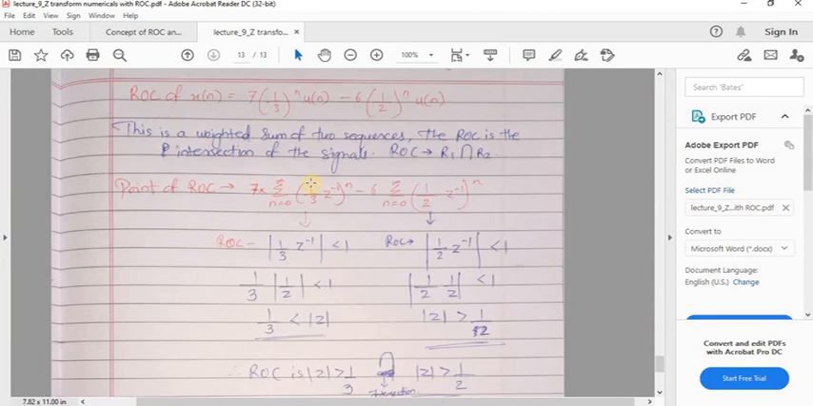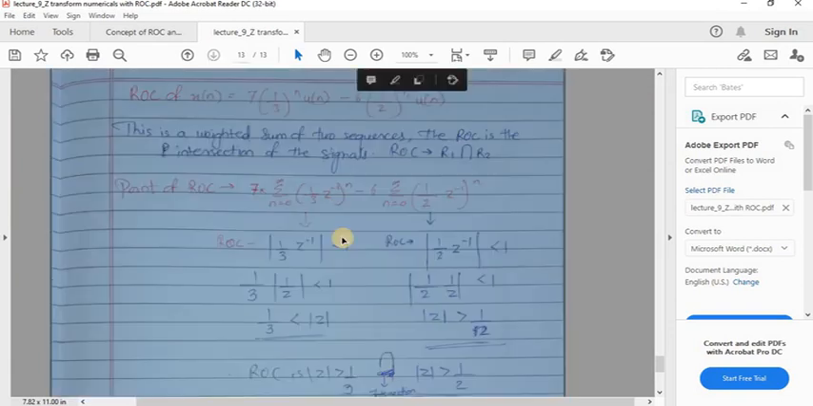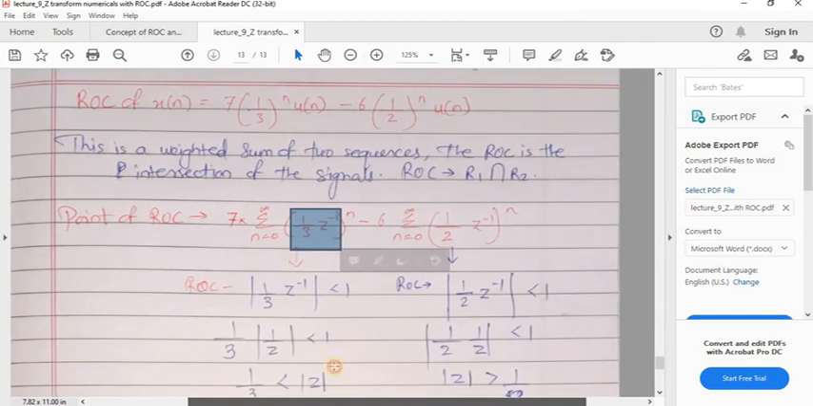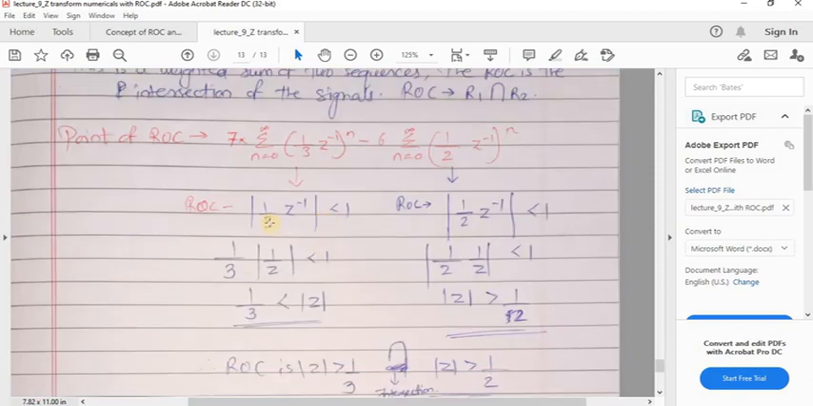So now we have to take the mod of this less than 1. We will denote this term as R1 and this term as R2. R1 means ROC of 1, R2 means ROC of 2. So mod of this is less than 1. Now take 1 upon 3 outside. Z inverse will become mod of 1 upon Z less than 1. After cross multiplying Z with 1, we find mod of Z is greater than 1 upon 3.